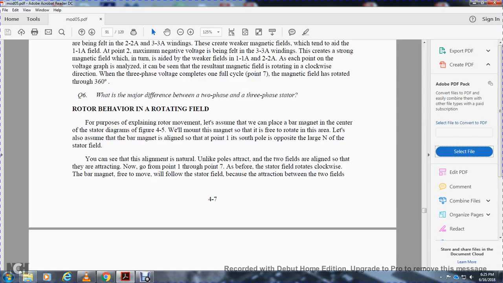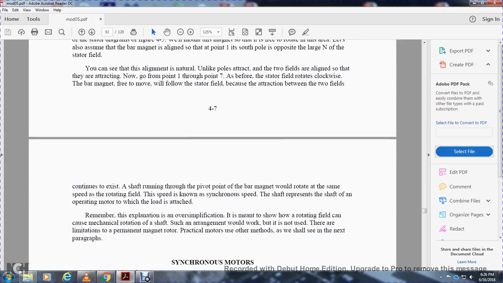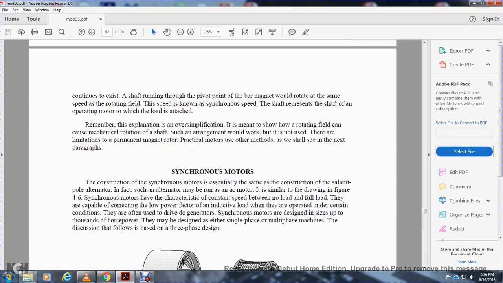Now go through from point 1 to point 7, and as before the stator field rotates clockwise, with the bar magnet free to move with the field. It will follow the stator field because of the attraction between the two fields. Continuing, with the shaft running through the pivot point, the bar magnet will rotate at the same speed as the rotating field. The speed is known as the synchronous speed. The shaft represents the shaft of the operating motor to which the load is attached.